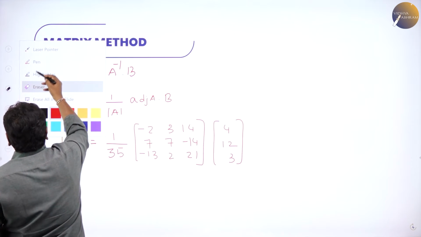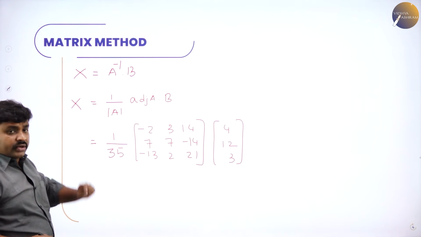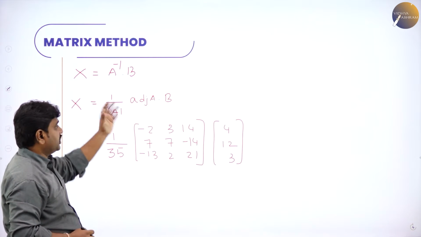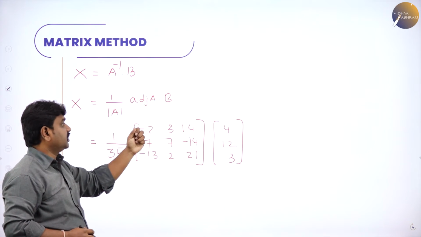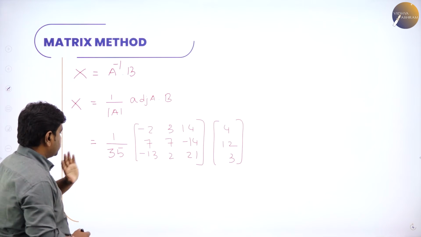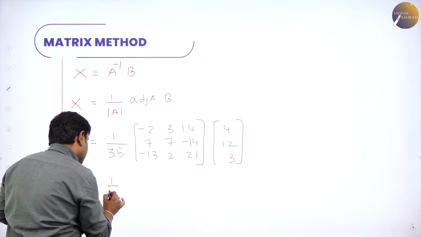So now I wrote X. X is what? 1 by determinant A into adjoint A into B. So first, X is A inverse B. The A inverse formula all of you know: 1 by determinant A into adjoint A. And we have B, carry that. So this is the formula. Now we substitute. Let 1 by 35 be as it is.